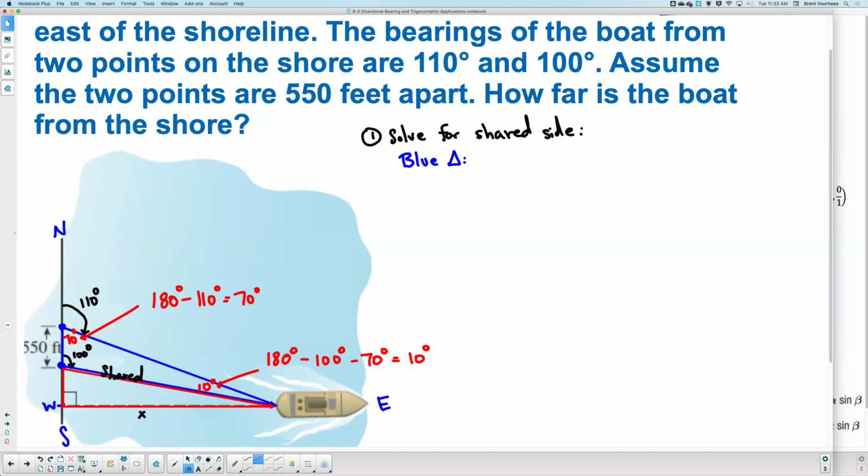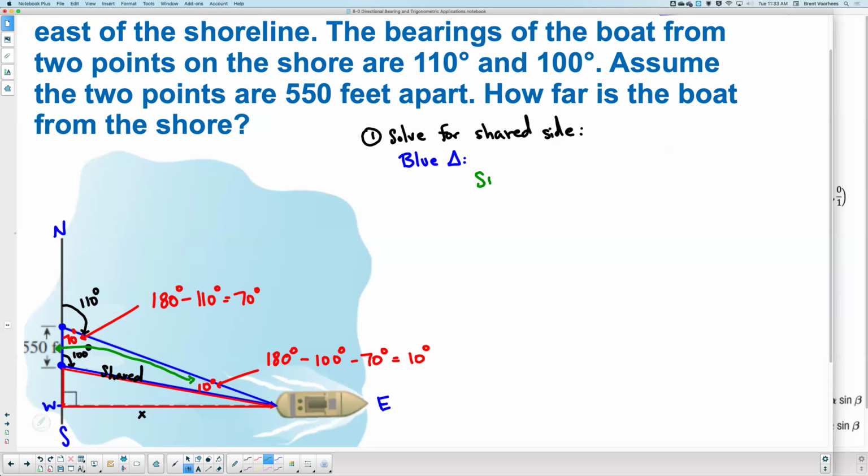Okay, so ask yourself, am I going to do the law of sines or law of cosines? Do I have a set? I do have a set. What's my set? 10 and 550. Very good, Osvaldo. We have a set. 10 and 550 are a set. So if you have a set, we use the law of sines.